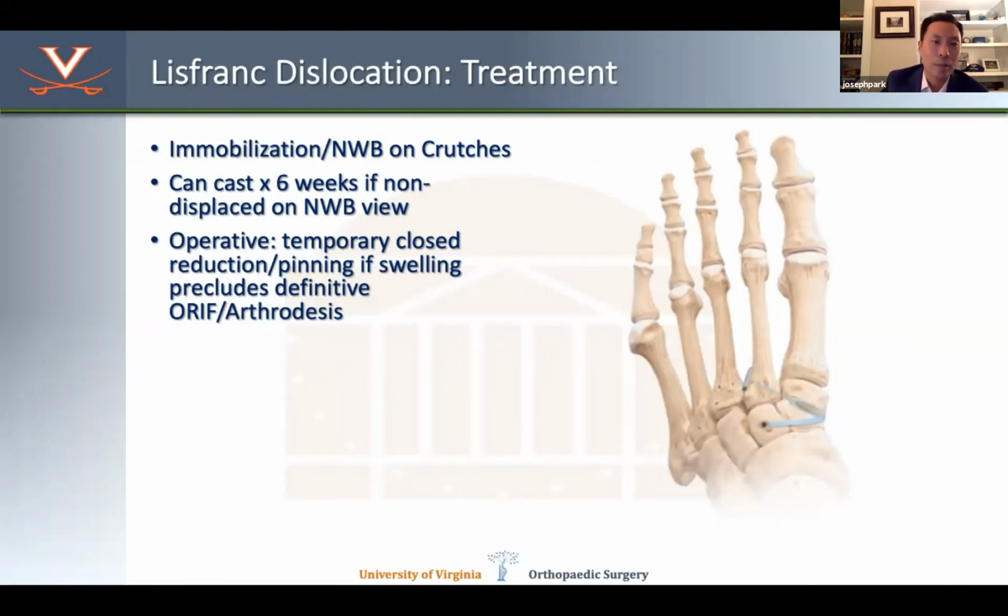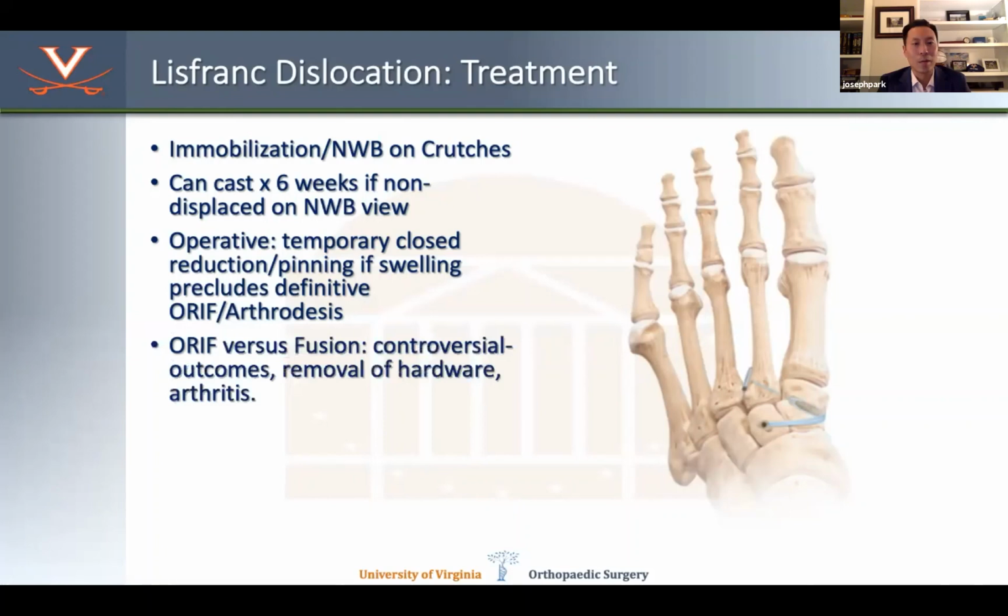In operative treatment, if they're very swollen and you cannot do a definitive ORIF or arthrodesis, you can temporarily close reduce them, put them in the proper position, and then put some K-wires across those joints. That is not a great definitive treatment. The outcomes from that technique have not been great historically.